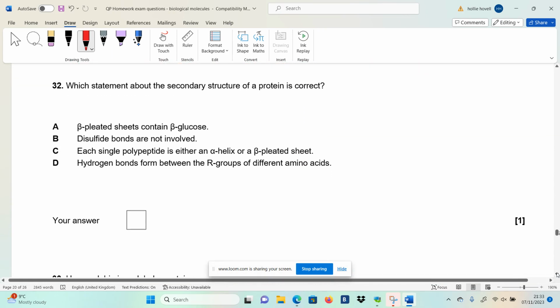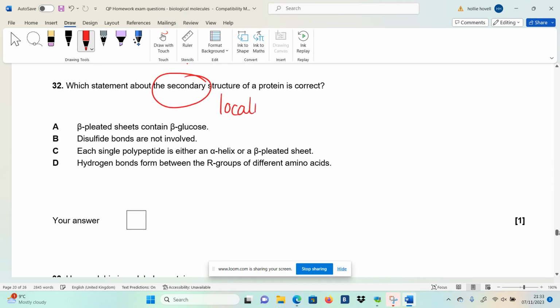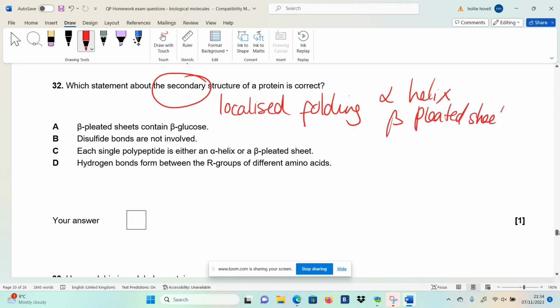Number 32, which statement about the secondary structure of a protein is correct? So secondary structure is your localized folding, and that includes alpha helix and beta pleated sheet. Make sure you know roughly what they look like. Like that. So beta pleated sheets contain beta glucose? Well, no, because that's a carbohydrate and this is a protein. Disulfide bonds are not involved. Now that's right, isn't it? Because disulfide bonds are in the tertiary structure.